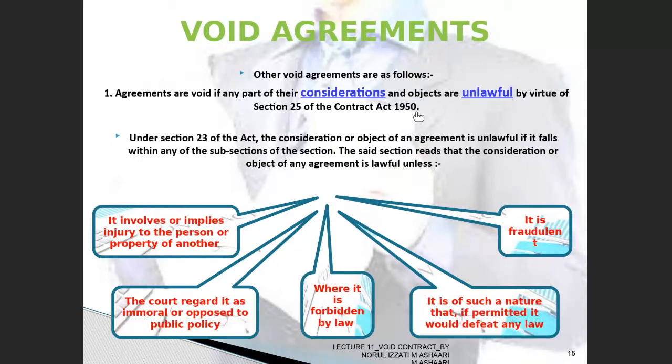As we referred to before when we talked about consideration, a contract without consideration is void, right? And under section 23, the consideration or object is unlawful if it falls under any of the subsections as shown in this diagram. You can see 1, 2, 3, 4, 5. Number one, it involves or implies injury to the person or property of another. Let's say party A offers B to kill someone. For example, A offers B to hit someone while driving the car.